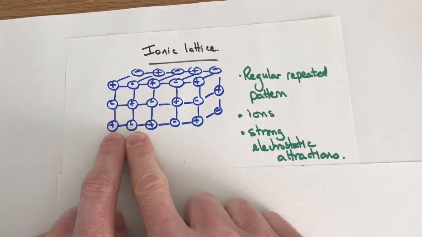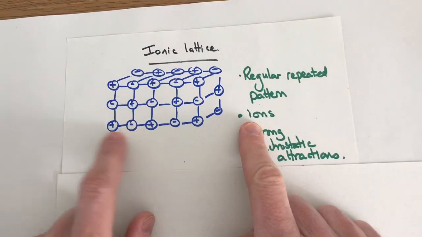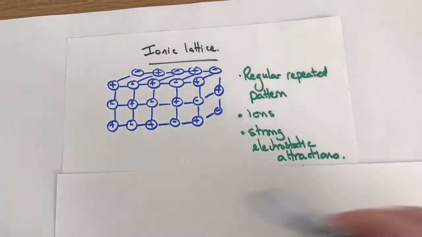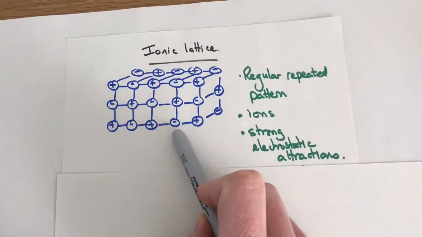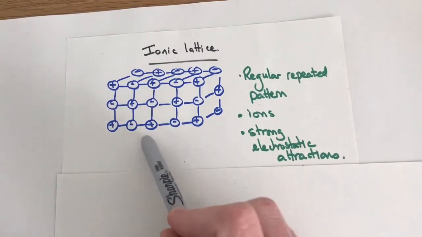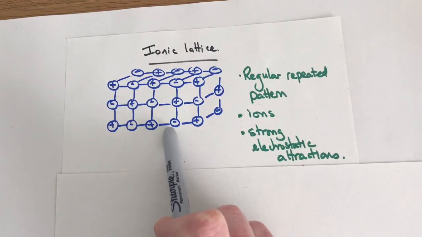The circles with a plus and minus in, they are charged particles. Charged particles are called ions. So we have an ionic lattice containing ions. And then in between the ions, these areas in here, the oppositely charged ions, positive ions, negative ions, attract each other, and we call those attractions electrostatic attractions, and they are strong.